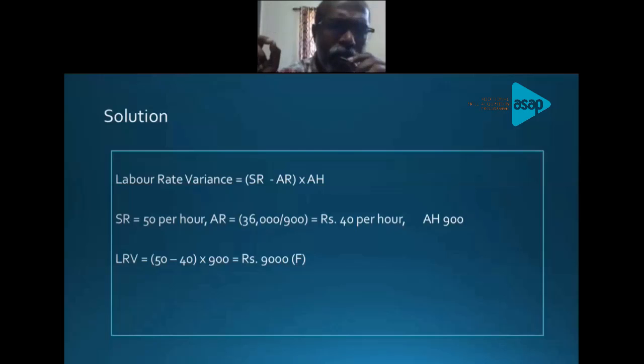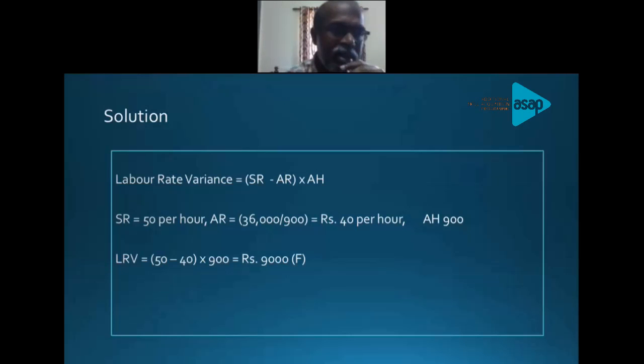It is denoted as favorable. Why? Think about it. This is denoted as favorable because the actual rate is lower than the standard rate. This is beneficial to the organization. Think about that line, whether this is beneficial to the organization. Standard rate fixed was 50, but we have paid only 40 per hour. That means the cost is going down. So it is favorable. Here it is favorable, 9,000.